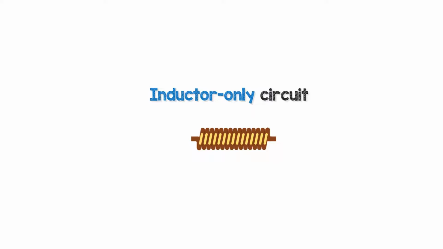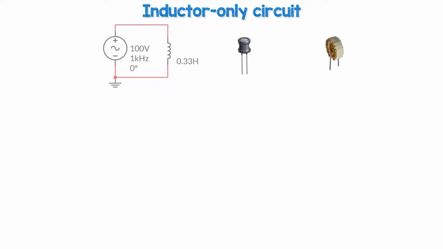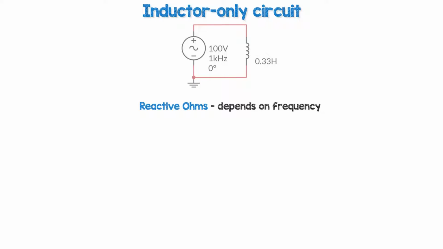Inductor-only circuit. An inductor-only circuit is rarely used at all, but it helps us to understand how inductors work. Here's a schematic diagram of an inductor in an AC circuit, along with some real-life images of inductors. An inductor is simply a length of insulated wire that's been wound into a coil. Inside the coil, there can be nothing, as in air, or a magnetic material. Inductors react to AC, opposing the current flow.